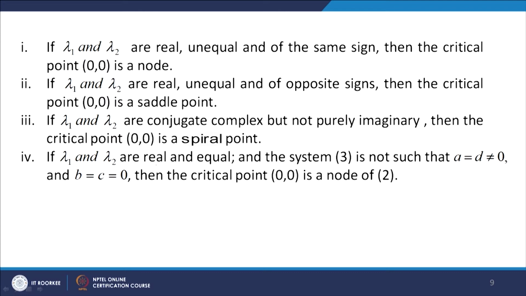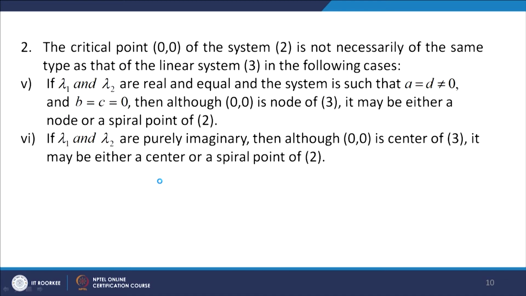So, here if lambda 1 and lambda 2 are real and equal and the associated linear system is not such that a equal to d not equal to 0 and b equal to c equal to 0, then the critical point (0,0) is a node of the non-linear system. Now, the critical point (0,0) of the system 2, that is the non-linear system, is not necessarily of the same type as the associated linear system. So here there is a difference between the type of the critical point in the case of non-linear system and the associated linear system.